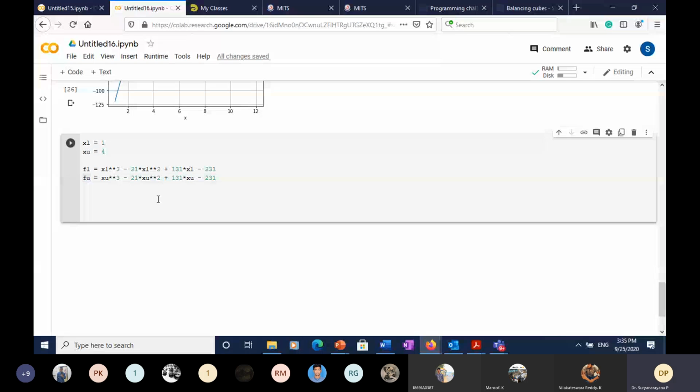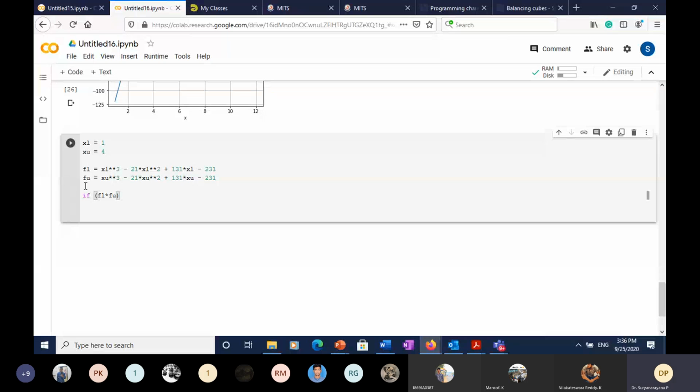Can you guys think of any method? Okay, I'll give you a clue. If I multiply the function values FL and FU, if both have the same sign, then what is special about the product?